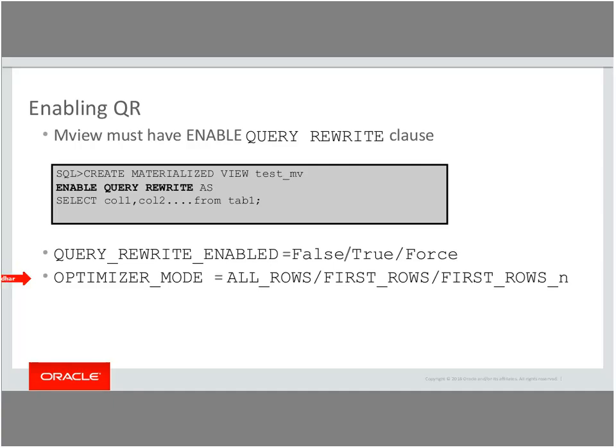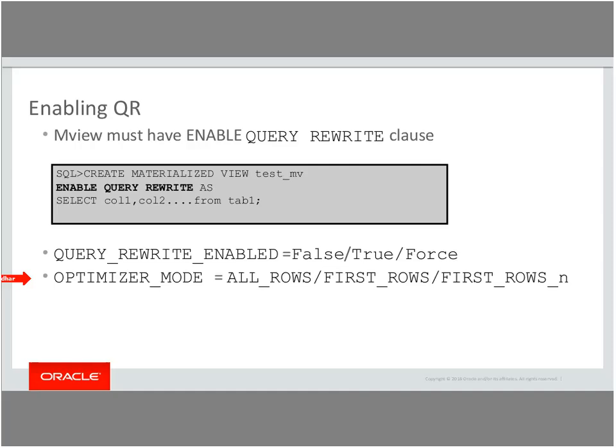Next is optimizer_mode, and it can have values as all_rows, first_rows, or first_rows_n. Since cost-based optimization must be used, this initialization parameter is very important. When set to all_rows, the optimizer uses a cost-based approach for all SQL statements in the session and optimizes with a goal of best throughput. That means minimum resources used to complete the entire statement.